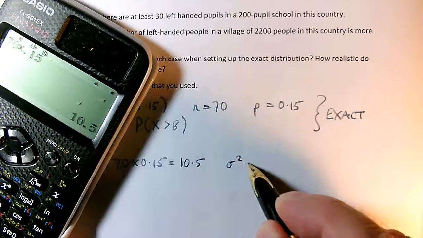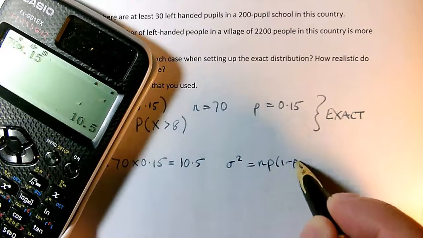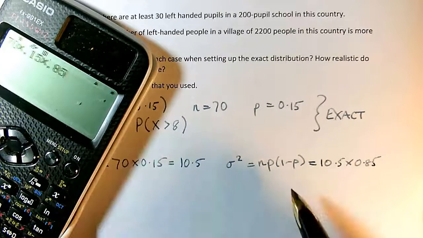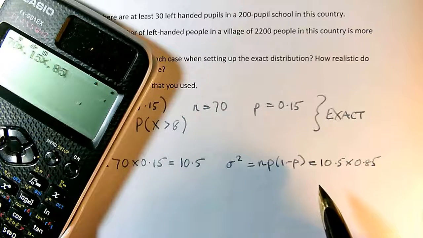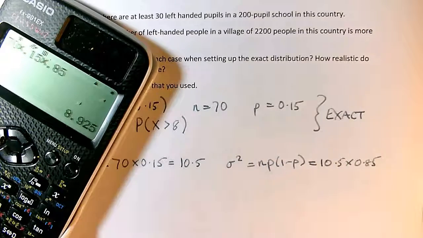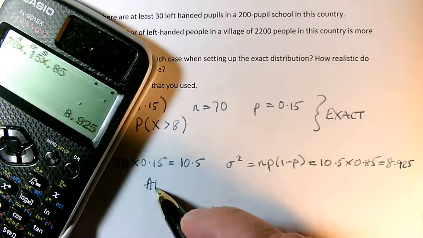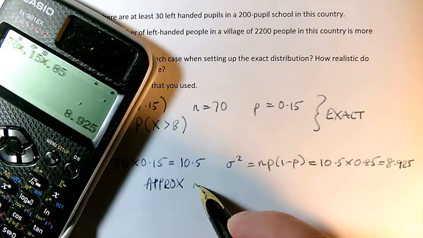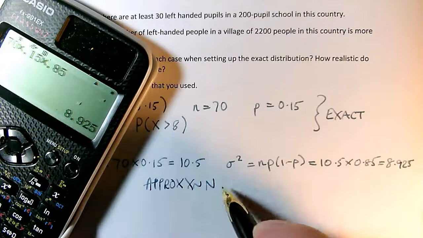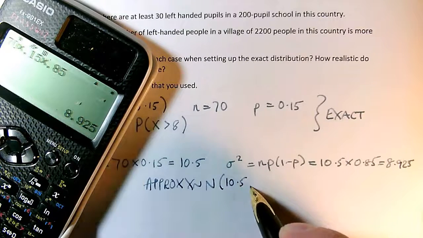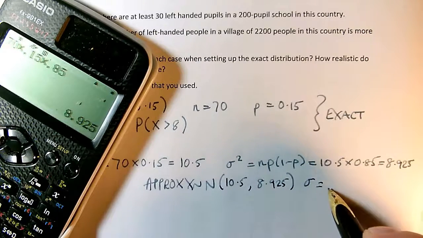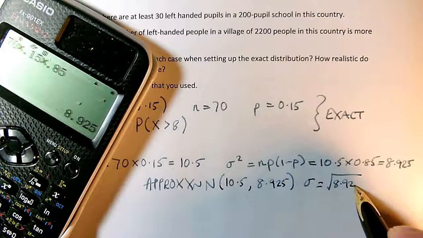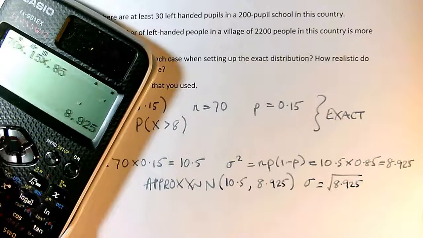calculator, and sigma squared is going to be np(1 minus p), so I need to multiply that by 1 minus p, which is 0.85 if I take that away from 1, and my calculator tells me that answer is 8.925. So my approximate distribution is going to be x twiddles a normal. My mean is 10.5, my variance is 8.925, but that's sigma squared. My sigma, which I'm more interested in, is the square root of 8.925, which I can carry on typing like that. I'm not going to bother getting it as a decimal, but I mustn't forget that square root.